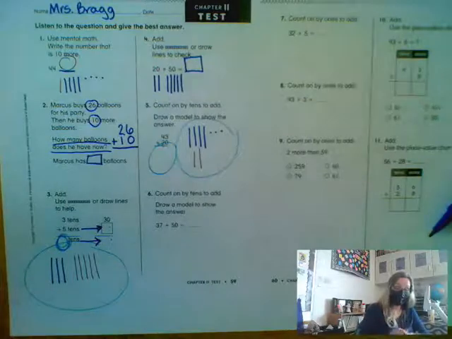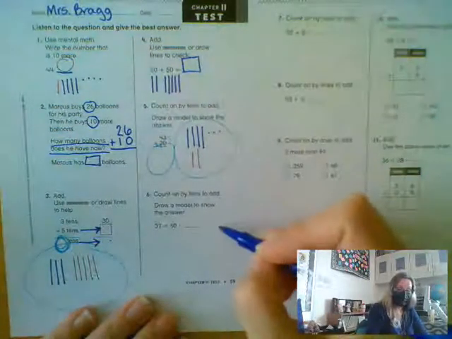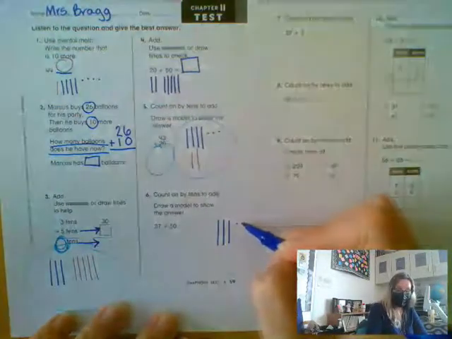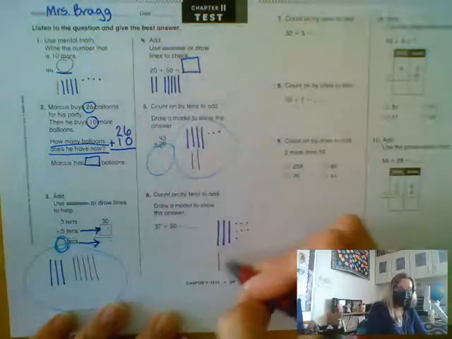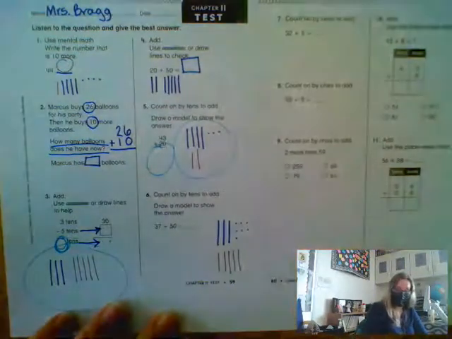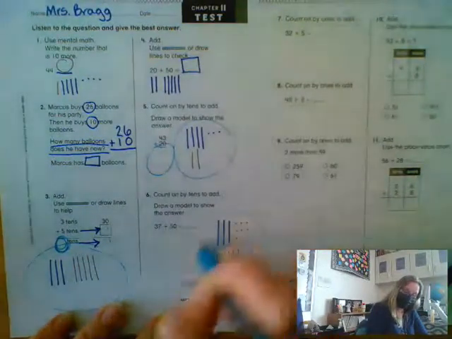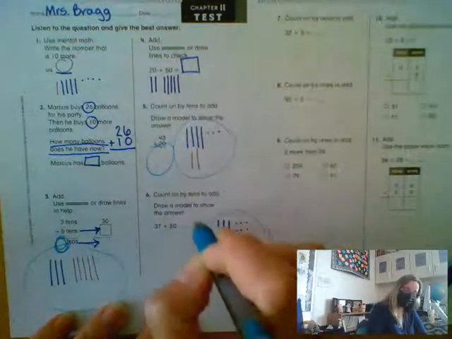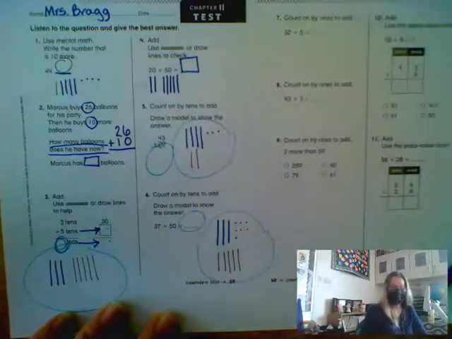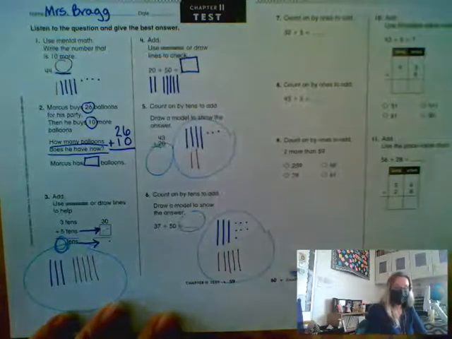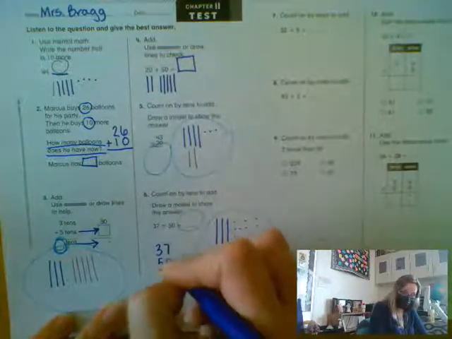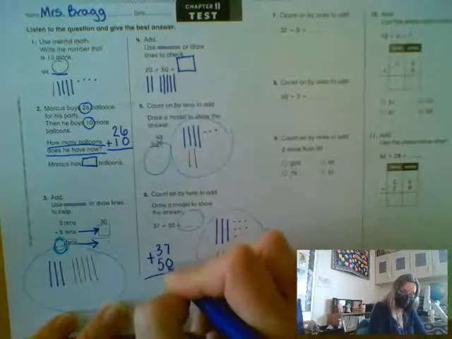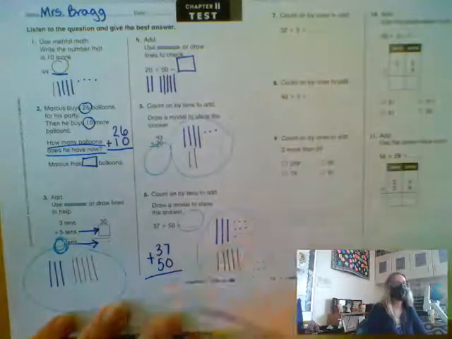Six, you're doing the same thing. You've got 37. 1, 2, 3, 1, 2, 3, 4, 5, 6, 7. You're adding 1, 2, 3, 4, 5. How many is that all together? Put that answer here. You could either count up your lines, or if you just wanted to add them, 37 and 50, you could do it this way too and say 7 plus 0 and 3 plus 5, however you want to do it.